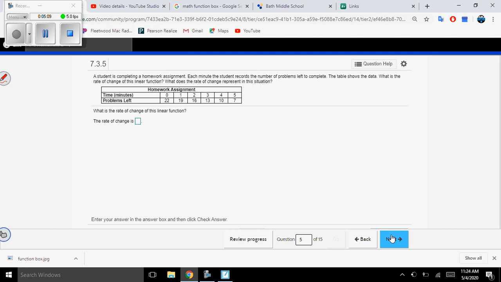Completing homework assignments. We have the time in minutes and the number of problems left. What's the rate of change of this linear function? So they're already telling you it's a linear function. And obviously, if they're telling you it's a linear function, then you know that the slope's going to be the same. So really all you'd have to do is take a look at just two of these and say, hey, it looks like it's 10 minus 7, and then it's 4 minus 5, which is going to be 3 over negative 1. All right, so that means that my rate of change is going to be negative 3.